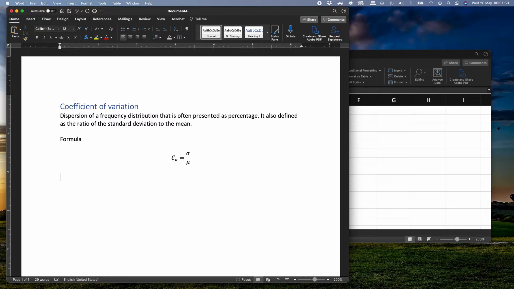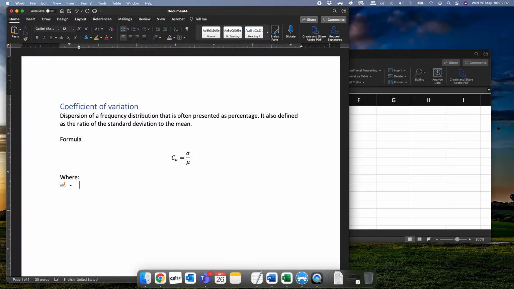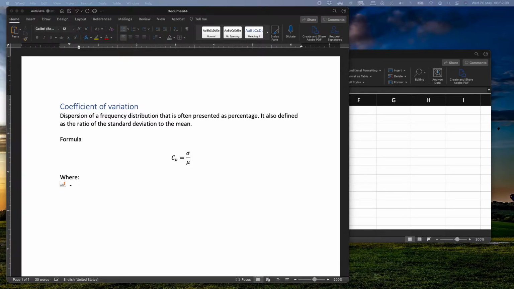Okay? Now, to indicate what each one of these symbols are, the sigma, or the small caps sigma, is the standard deviation, which is the one on the top, okay? And then the mu letter, or the small caps mu that you have underneath, is the mean, which is pretty simple. So we're going to give out a couple of examples, okay?